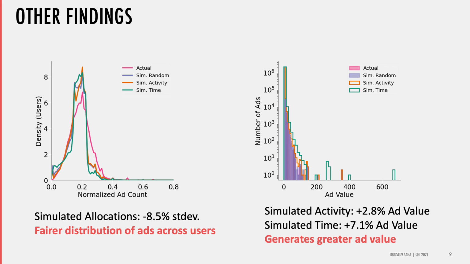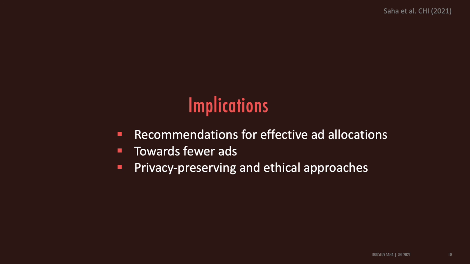And we also simulate ad allocations based on our recommendations, where we find that our allocations lead to much fairer distribution than present ad allocations on the platform. And in the second plot, we also find that simulated ad allocations based on activity and preferred times lead to an increase in ad value by 2.8% and 7.1%, both of which are actually super significant given the quantity of ads and user base on the platform.